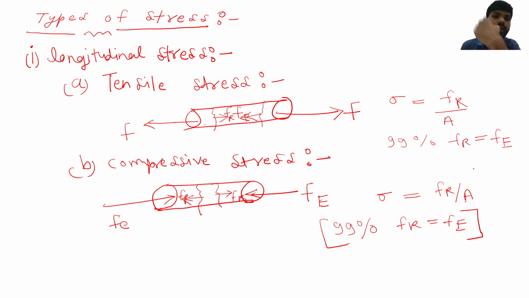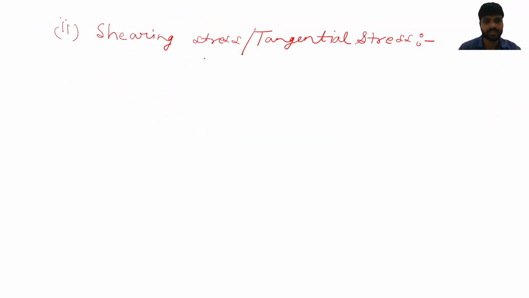So we understand what is the difference between a tensile stress and a compressive stress, and both are part of the longitudinal stress. And the other stress after longitudinal stress is shearing stress, which is also called tangential stress. We will study this in the next slide. So what is shearing stress?